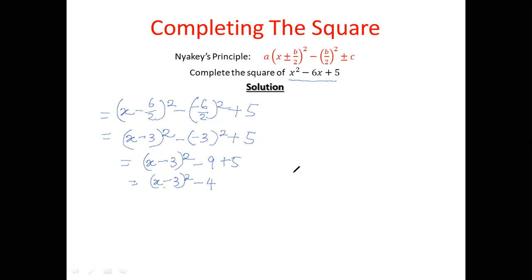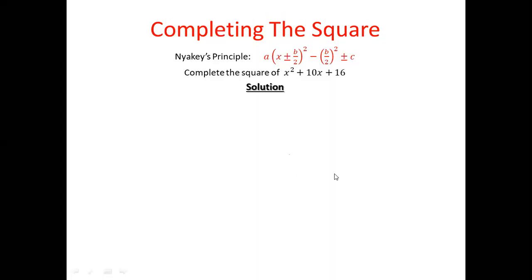Right. So we can take the next one. Now, this is another example. How are you going to approach it? So let's see what exactly we can do about that.